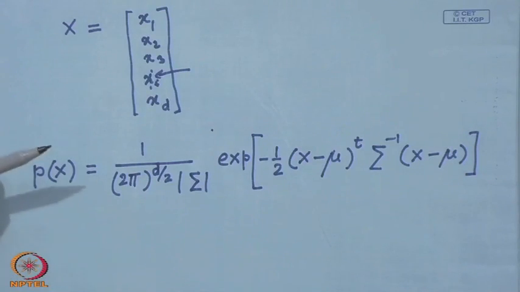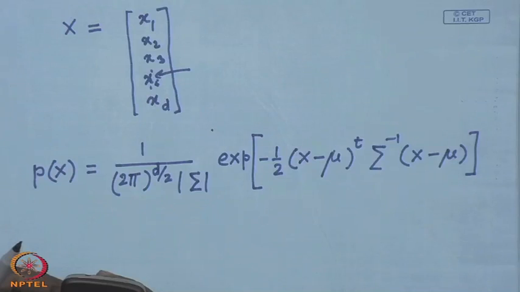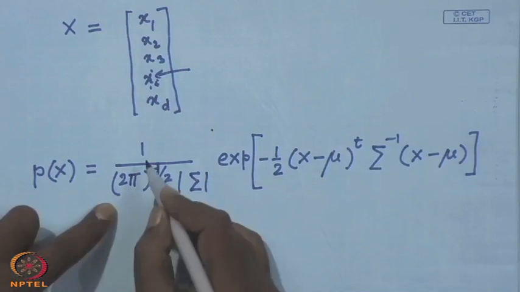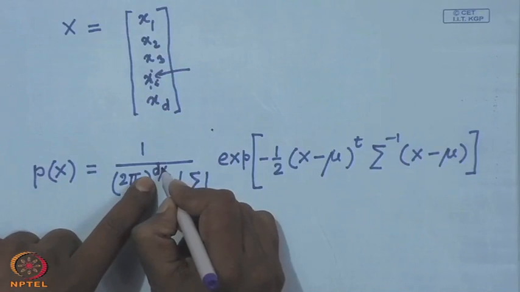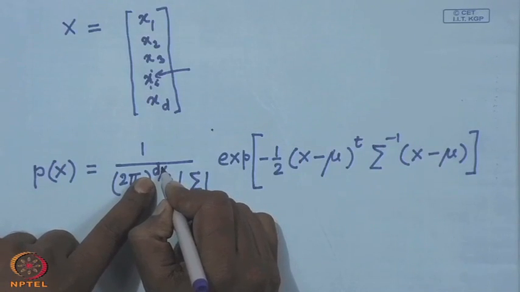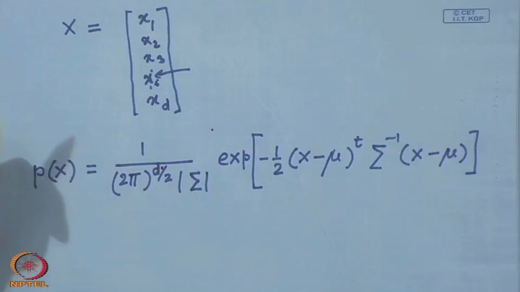So, if you look at this particular expression in the vector form, the probability density function becomes p of x is equal to 1 upon 2 pi to the power d by 2, where this d is the dimensionality of the feature vectors, that is, the number of components that I have within these feature vectors.